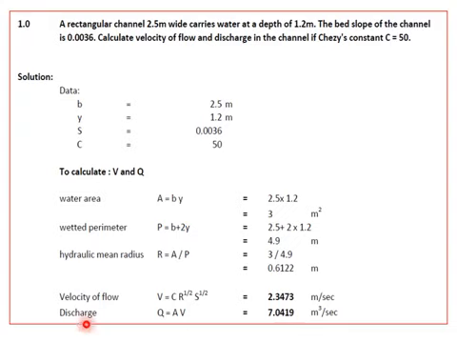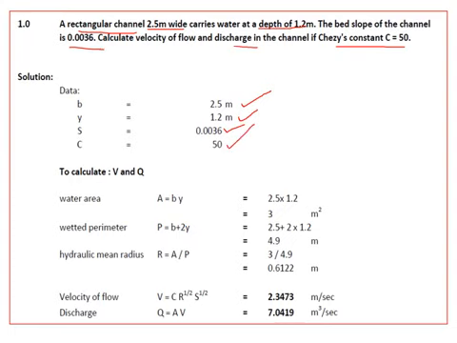Now it is given that a rectangular channel 2.5 meters wide is given. So it is a rectangular channel, remember. It carries water to a depth of 1.2 meters, so y is 1.2 meters. Bed slope of the channel is 0.0036. Here it is given that Chezy's constant C is equal to 50. So we have to calculate what is the velocity of flow and the discharge.